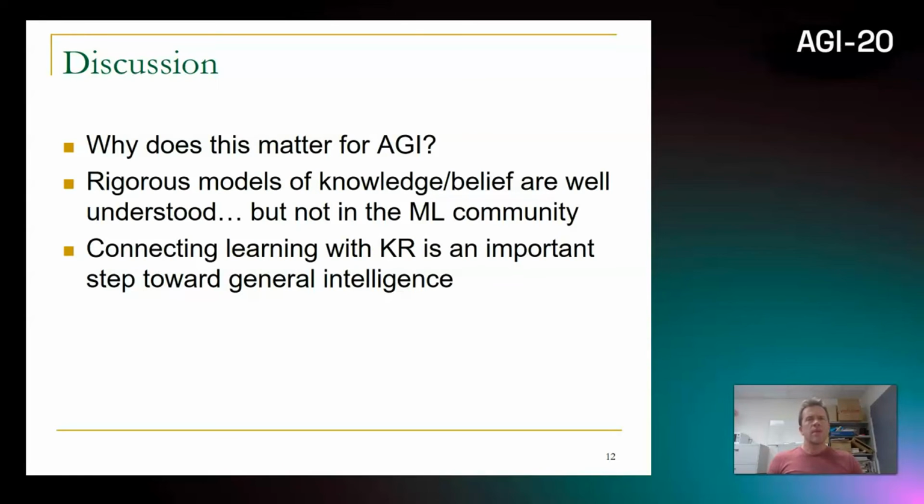Okay, so why does this matter for artificial general intelligence? Well, first of all, it matters because rigorous models of knowledge and belief are really well understood in the KR community. They've been studied. We have proofs and we have models and we have verification that they work and we've got efficient solvers and we've got a lot of arguments for why they actually capture something useful. And in the machine learning community, they just really aren't used.